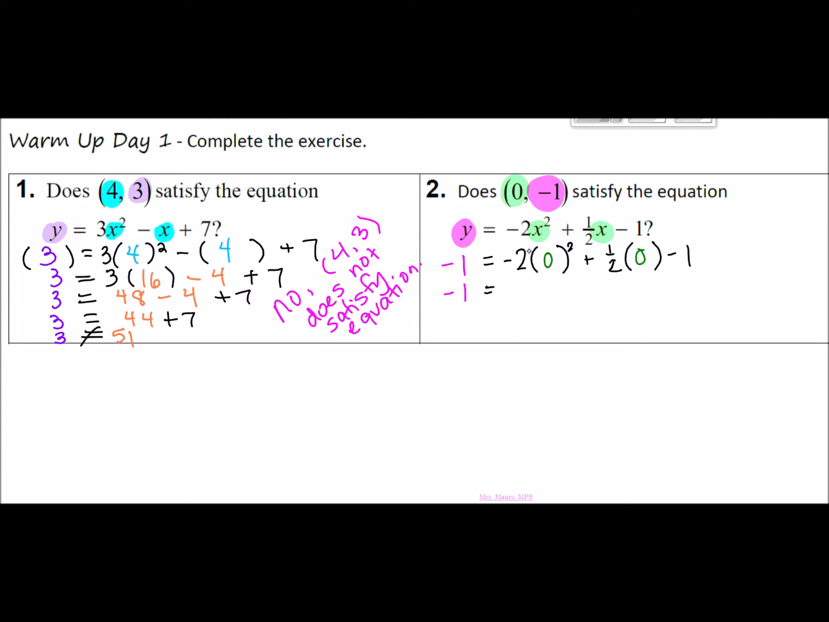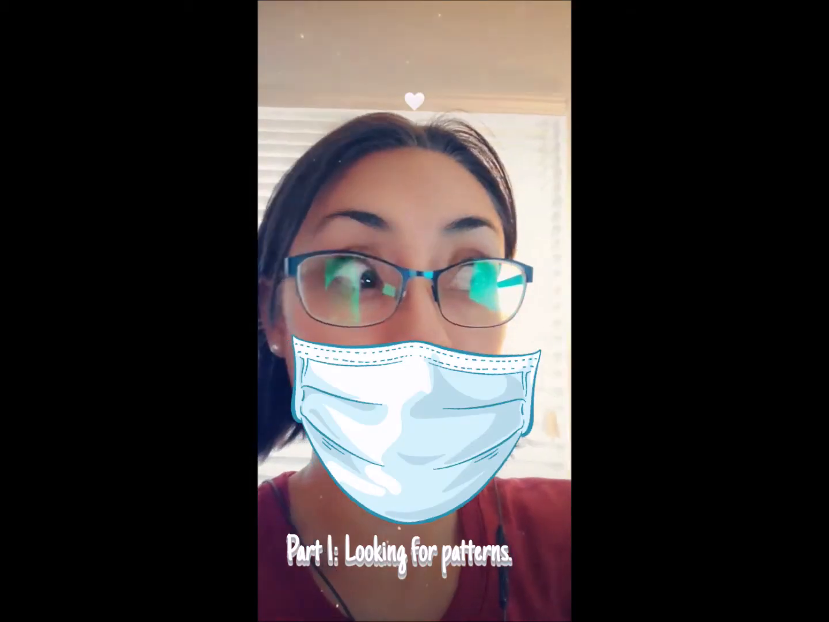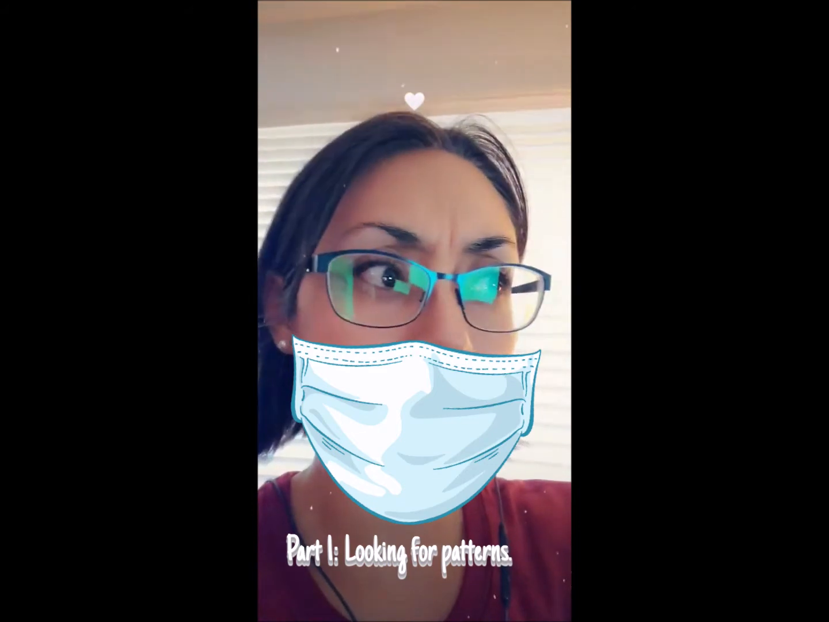And on this side, 0 squared is 0 times -2. This will become a 0. This will become a 0. And we're just going to add the zeros together and this -1. Well, is this true? This zero's out with the -1 there on that side. So this is what it's going to look like. And it's true. So this one's a yes. It satisfies the equation.